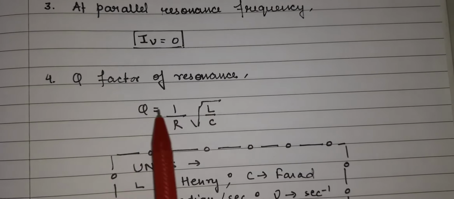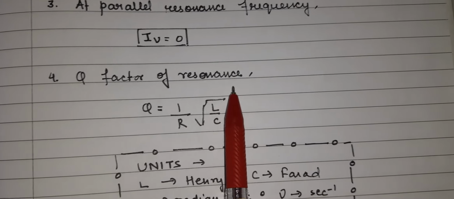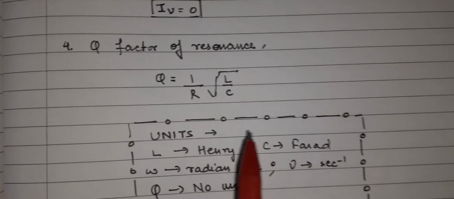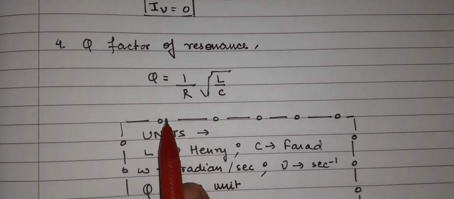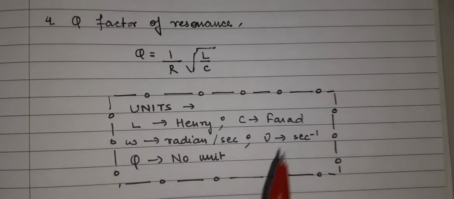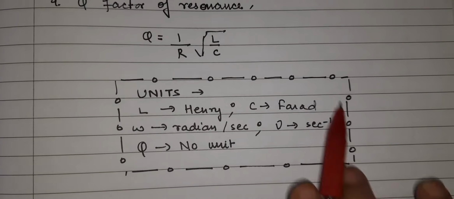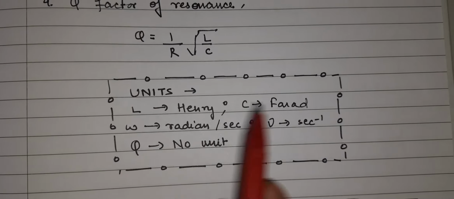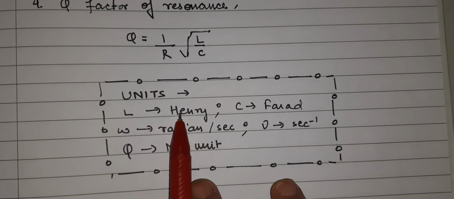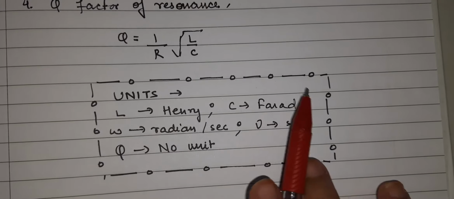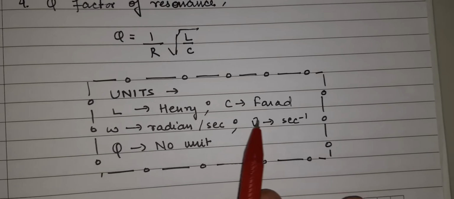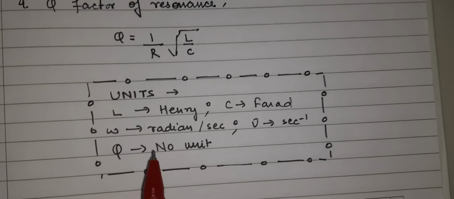How to find the Q factor? Since in this session the Q factor has been removed from your syllabus, but still it will be helpful from the competitive exam point of view. So the Q factor of the resonance can be written as Q equals 1 upon R times under root of L upon C. And these are the units which we are going to use. The rest of the units I have not written because they all remain the same. L specifically will be in Henry, capacitance will be in Farad, omega will be in radian per second, frequency will be per second, and the Q factor has no unit.